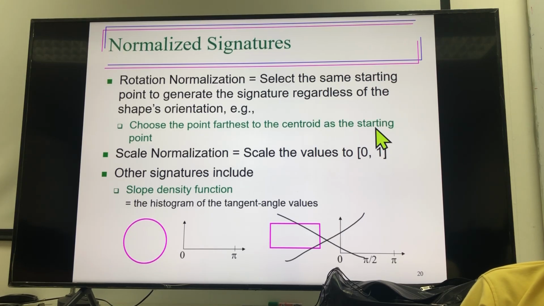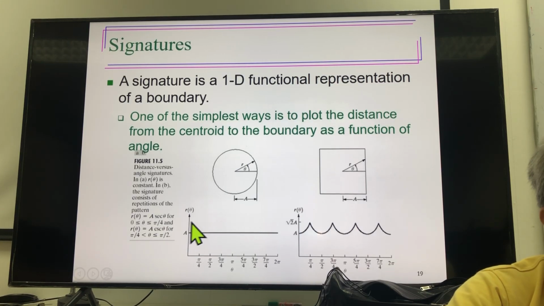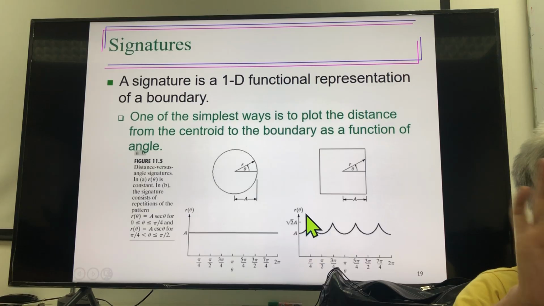The scale normalization means you scale everything to 1. You scale the distance from 0 to 1. So if you have a circle of radius A and another circle of radius B, it's going to be a straight line, but at a different level.